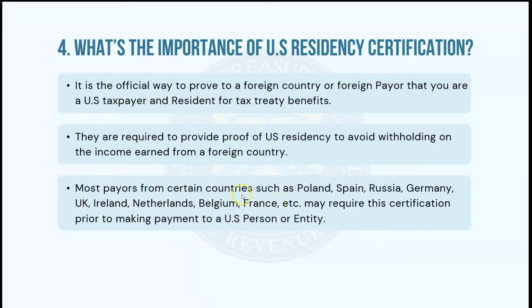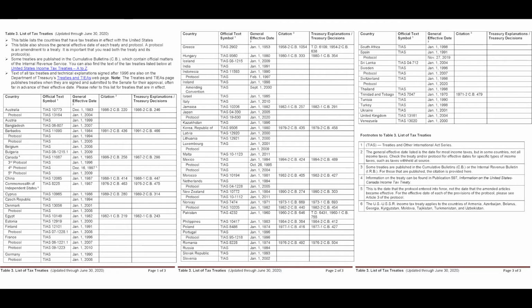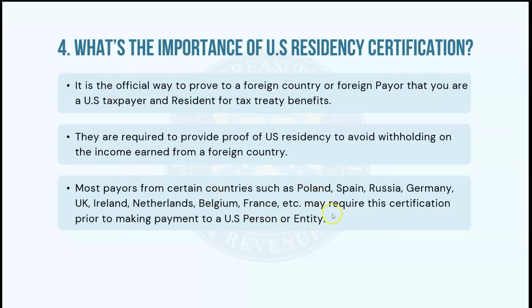Many payers, or most payers, from certain countries such as Poland, Spain, Russia, Germany, UK, Ireland, Netherlands, Belgium, France, etc. These are basically the treaty partners that we have. There's a whole lot more. If you look into the IRS guidelines and publications, you would see a lot more countries that the US has a tax treaty, a double taxation treaty agreement, with. So this list here is not all inclusive, but just to give you some common examples of countries that usually like requesting these certificates.